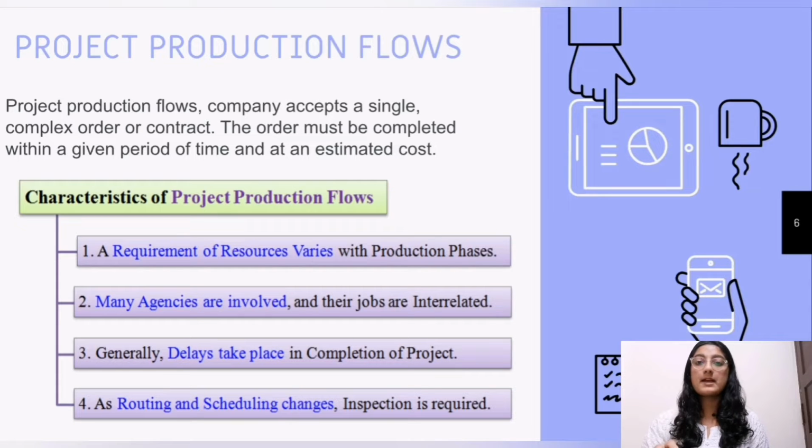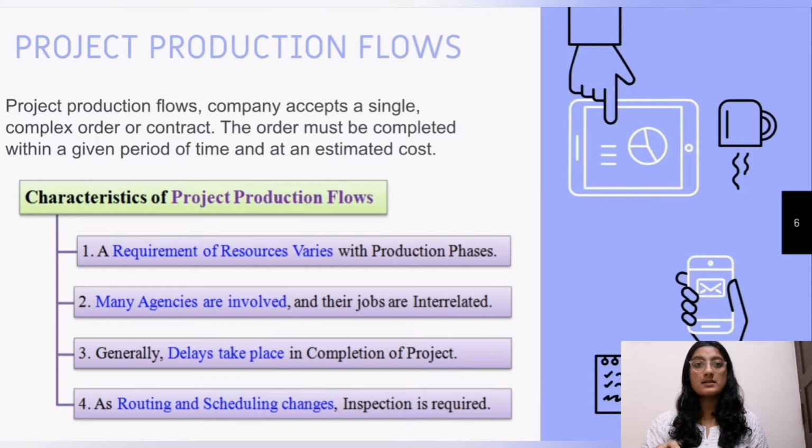So some examples can be airports or dams, roads, buildings, which is a project which will have a specific period of time in which it should be completed. So the features of project production flow is the requirement of resources. It's not the same. It depends on the project. So the resource requirement at the beginning might be low. Then in the mid of the production, the requirement increases. And then by the end, since it reaches the completion phase, the need of resources might reduce.